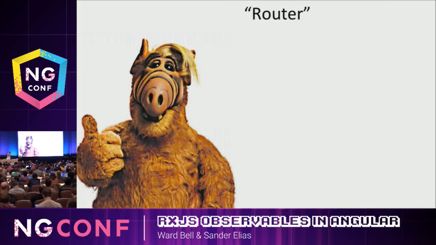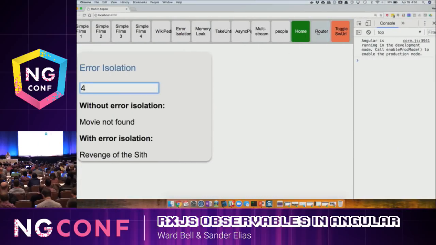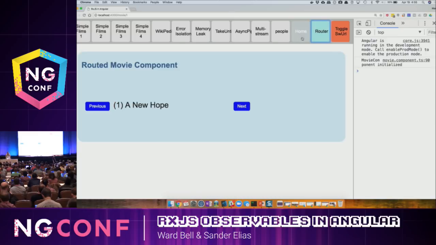What about that router thing? We should do the routing thing now. The router is the fourth and final of the Angular APIs that does stuff with observables.